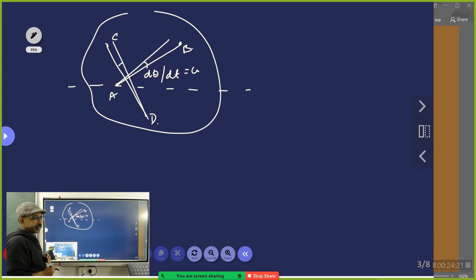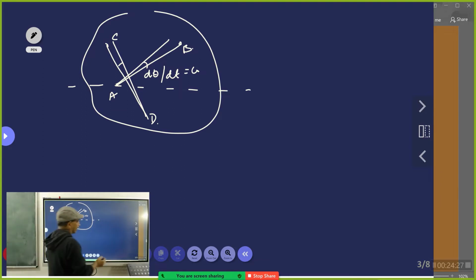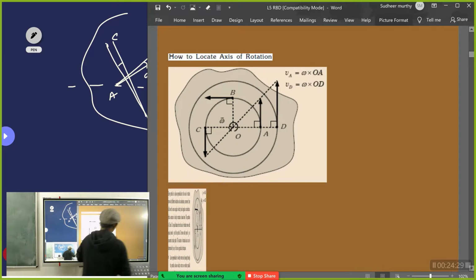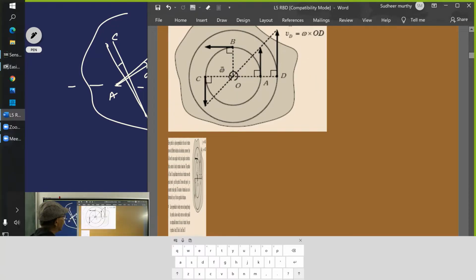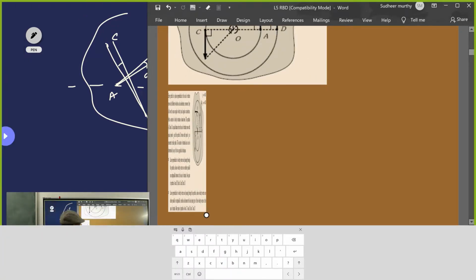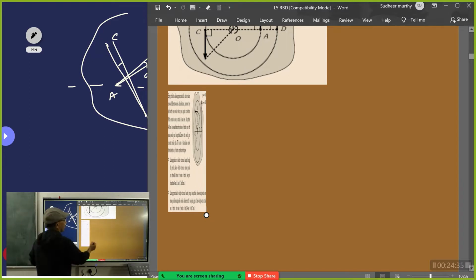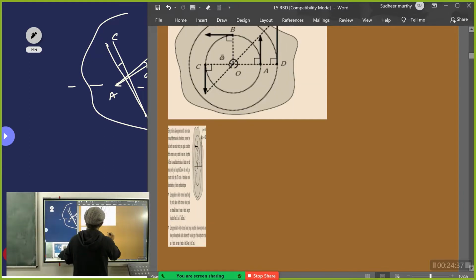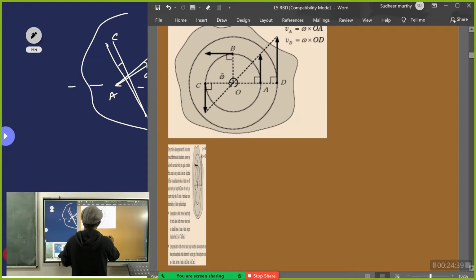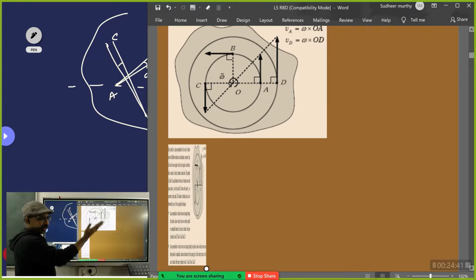So the line you have considered, COAD, and the points. No, wait, let's come to that point. See here, this line COA itself, if you take that as a line, that line itself is rotating with omega.